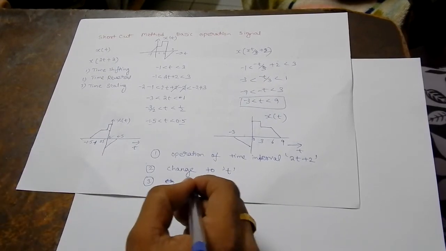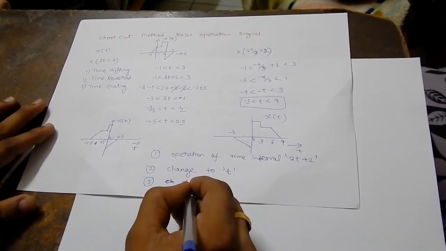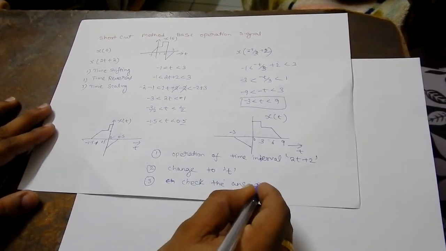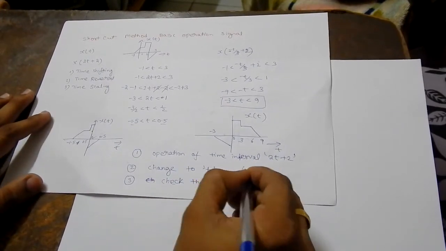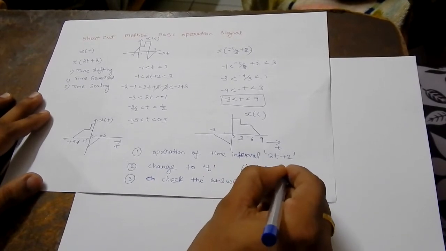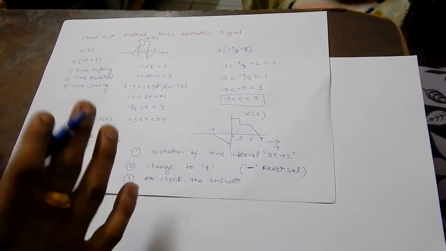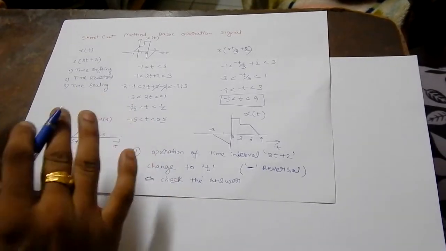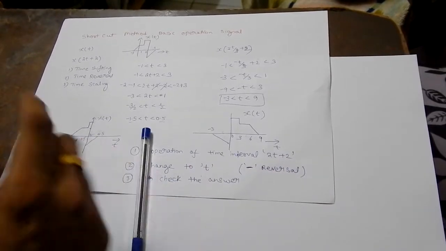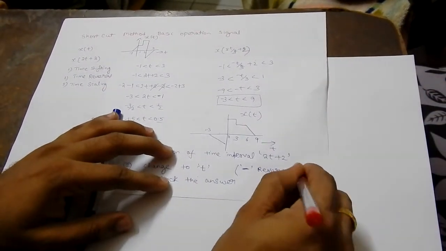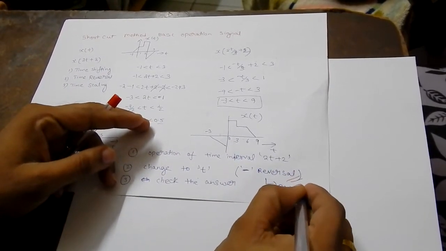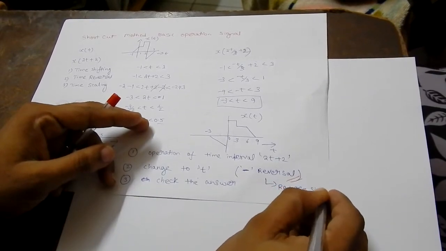Okay, we have to check the answer from the options. One thing you have to remember: whenever there is a reversal, minus t, the signal will be reversed. We already know x of t and x of minus t are quite opposite. It is a mirror image signal. You have to remember this. This is very, very important. So whenever we are obtaining a reversal, we have to reverse the signal, the entire signal.